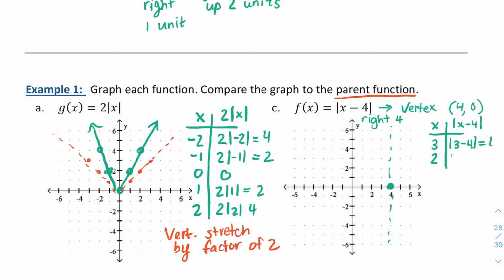Don't forget you're doing the absolute values. That'll give you +1 and +2. So it's just your standard absolute value function, except it's translated to the right 4 units compared to your parent function.